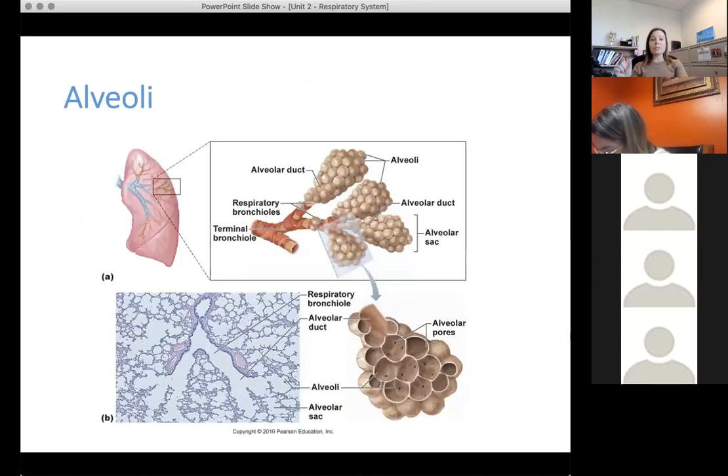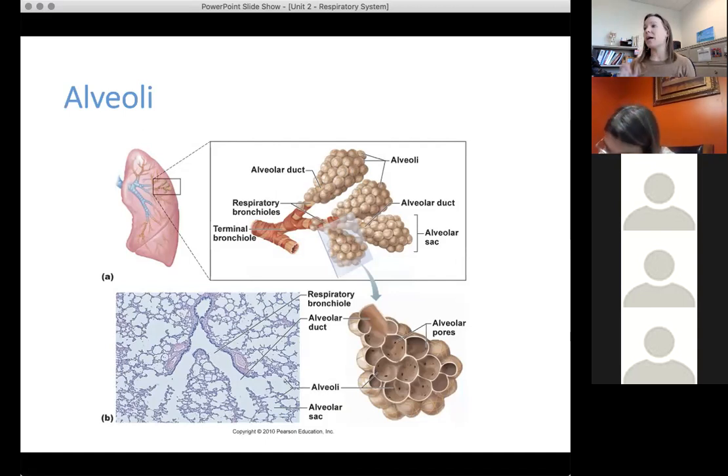Instead, their walls, and here's a picture of the respiratory bronchioles here, have smooth muscle. There's a smooth muscle layer in the wall of these respiratory bronchioles. So it's kind of like a blood vessel. They can dilate and get bigger, or they can constrict and get smaller and regulate airflow by doing that. So these are the ones that carry air directly into these structures here, these circles, which are called alveoli.